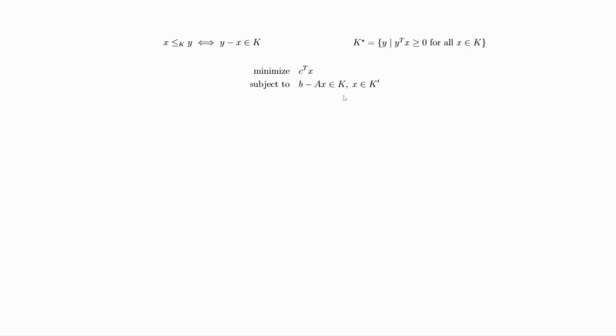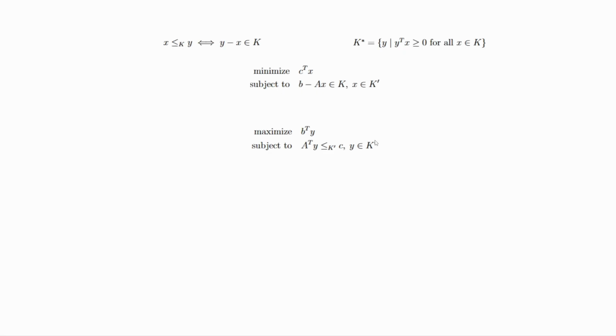So the question is, what should the dual problem be? So the dual problem turns out to be as follows. Instead of minimizing c transpose x, we want to maximize b transpose y, where b is this vector here, subject to A transpose y being less than or equal to K prime, which again is the set that x is from, and that's less than or equal to c. And y must be in the dual cone K star.